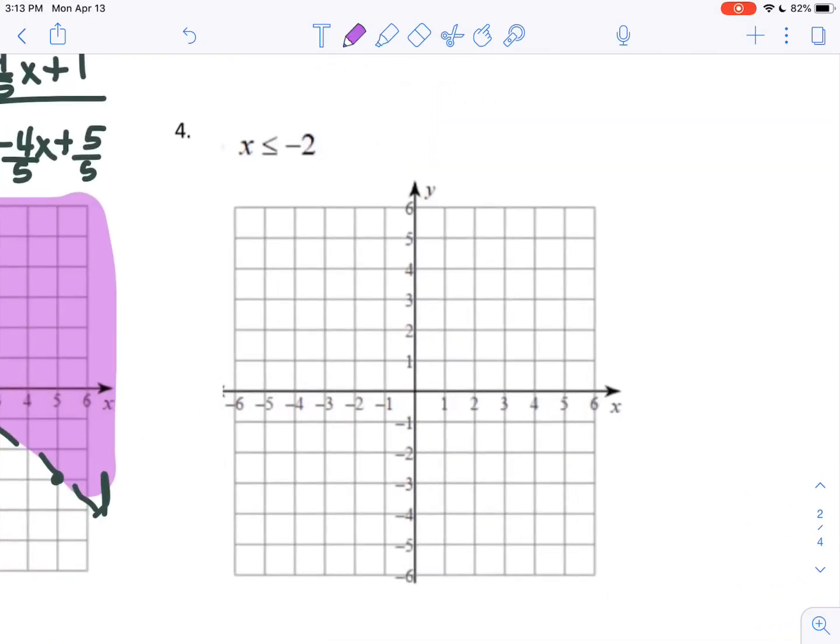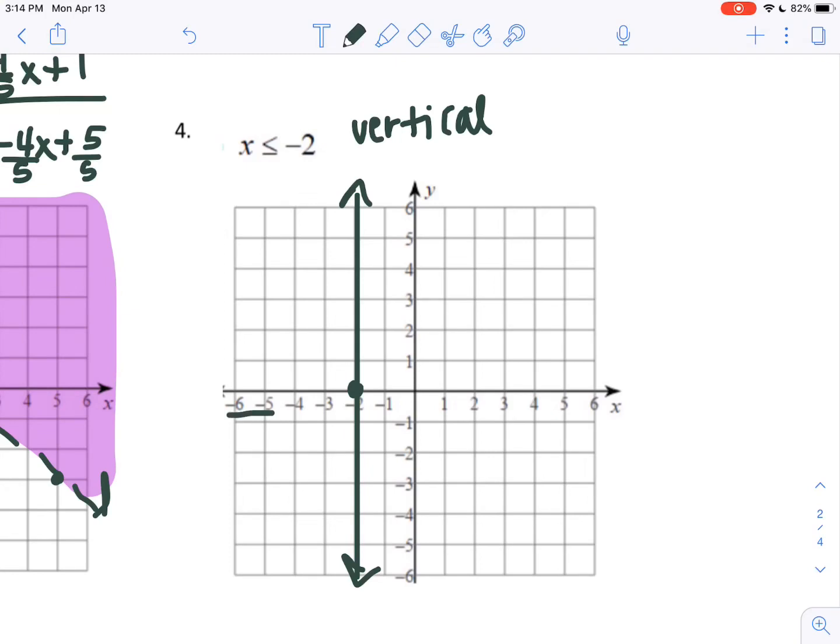Okay, number 4. These are special graphs, remember. So x, anything without a y, is a vertical line. So I'm going to go to negative 2 on the x-axis, and this has a line underneath, so this is going to be a solid line through negative 2. And you don't actually have to pick a test point. You can if you want, but you could just kind of think about it. This is saying x is less than negative 2.